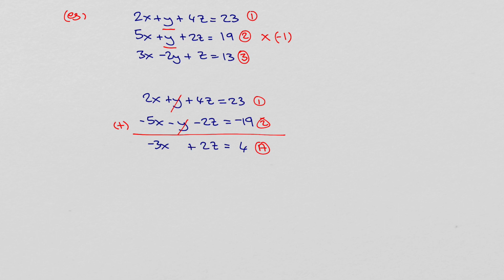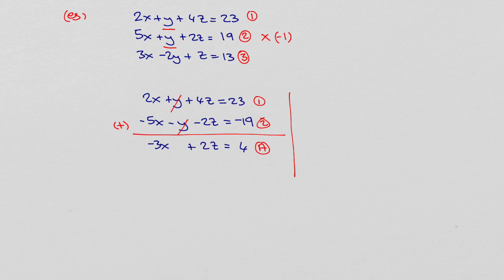I now have to repeat the process so that I can get a second equation in terms of x and z. That means I can either choose equation 1 and 3, or I could choose equation 2 and 3. I'm going to choose equation 2 and 3.